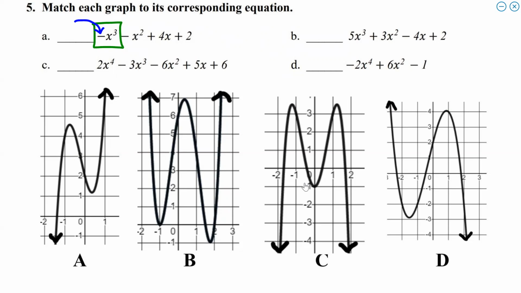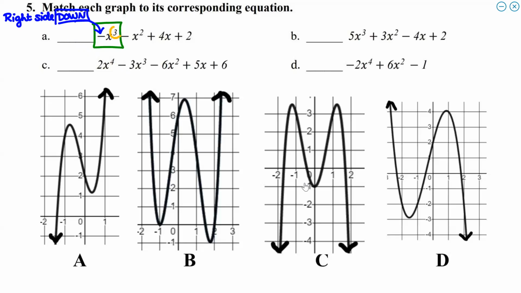What does that leading coefficient tell me? Which side does it tell me about? Right side. Always, always, always. Only tells you about the right side. What does this tell me the right side is doing? Right side goes down. All right, so which ones show a right side going down? D and C. How do I decide between them?